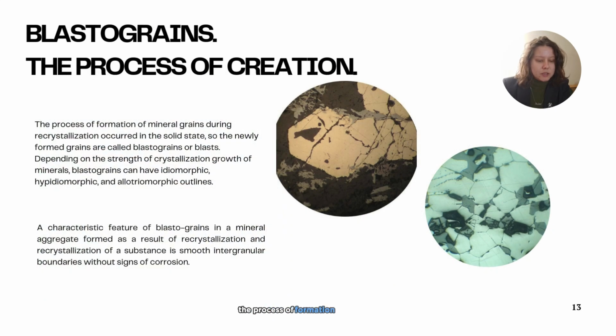The process of formation of mineral growth during recrystallization occurs in the solid state, so the newly formed grains are called blastograins. Depending on the conditions of crystallization growth of minerals, blastograins have hypidiomorphic and allotriomorphic outlines. A characteristic feature of blastograins in a mineral aggregate formed as a result of recrystallization of substance is smooth and irregular boundaries without signs of corrosion.